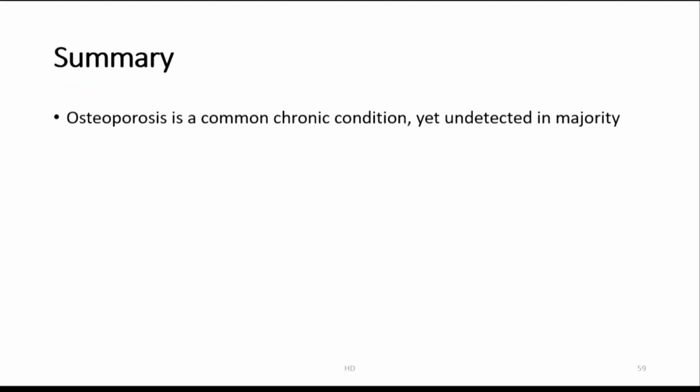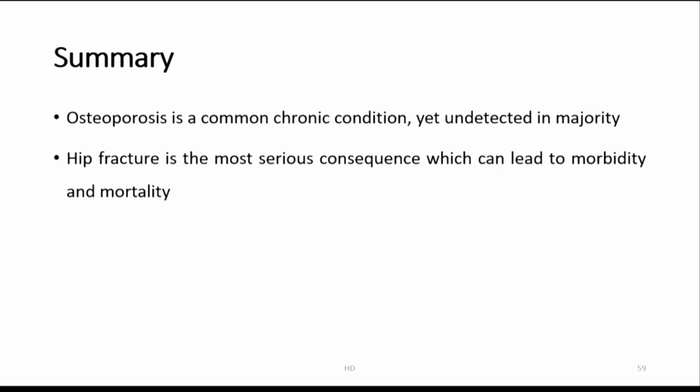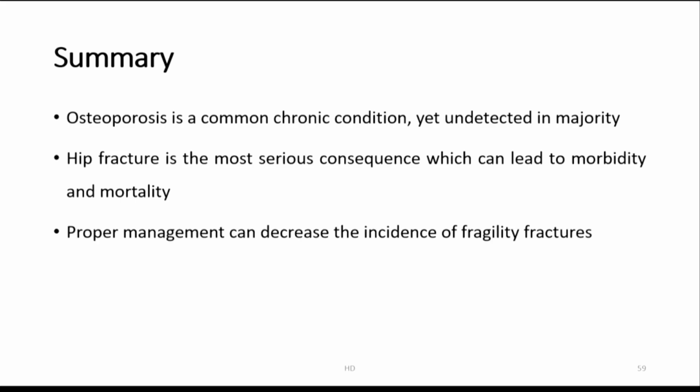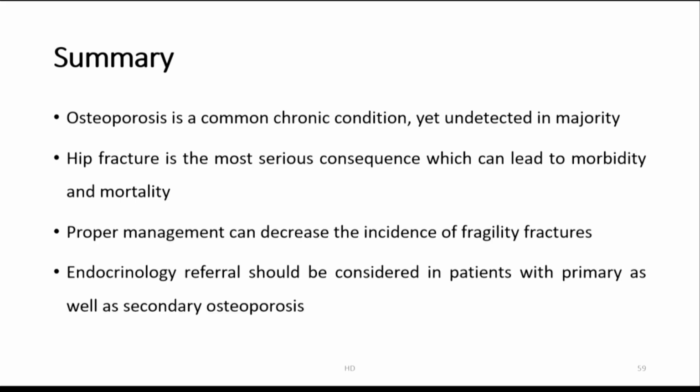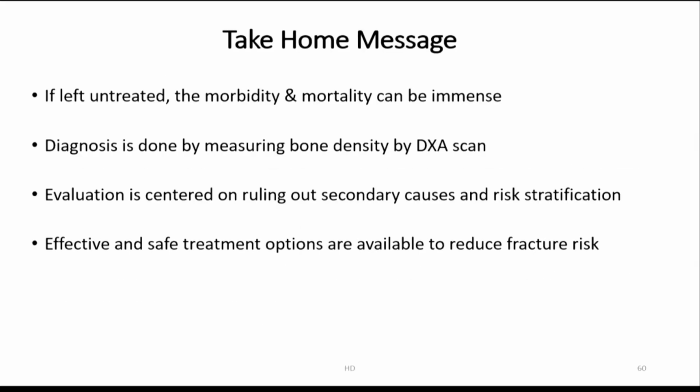So to summarize, osteoporosis is a chronic condition yet undetected in the majority. Hip fracture is the most serious consequence, which can lead to morbidity and mortality. Proper management can decrease the incidence of fragility fracture, and endocrinology referral should be considered in patients with primary as well as secondary osteoporosis. If left untreated, morbidity and mortality can be immense.